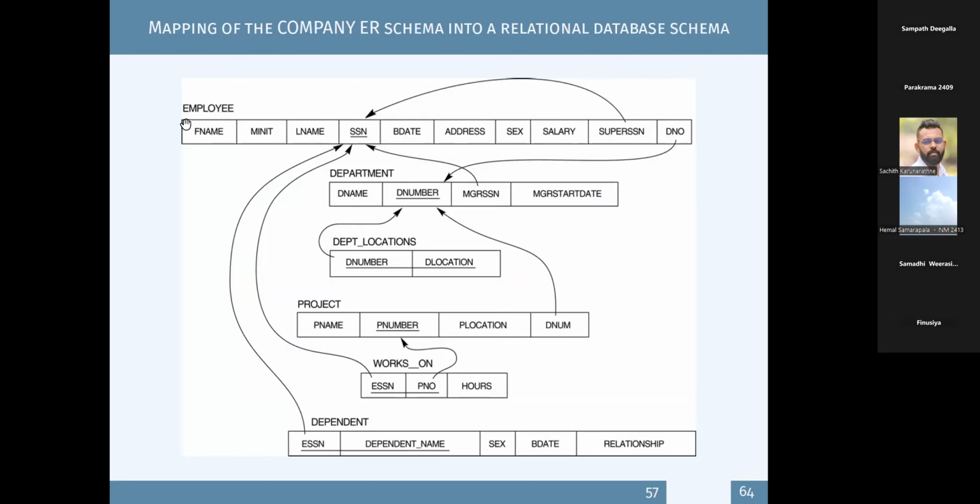So if you look at the relation between the employee and the department, you can notice that the manager's social security number is used. So what has happened is the social security number is put here, and this will be the foreign key which connects to the employee relation.